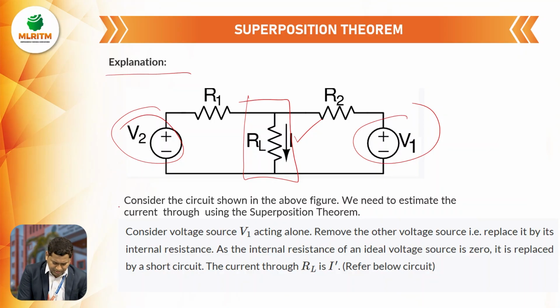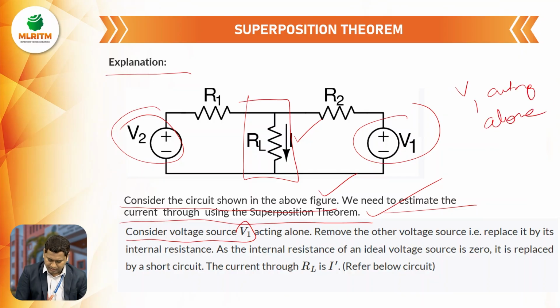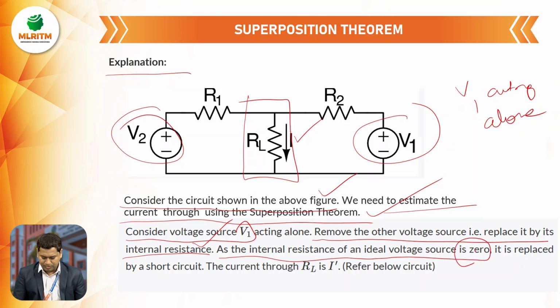Okay. First, I consider the circuit as shown in the figure. We need to estimate the current using the superposition theorem. First, we consider the voltage source V1 acting alone. Then we have to remove the other voltage source by replacing it with its internal resistance. As the internal resistance of an ideal voltage source is 0, it is replaced by a short circuit.